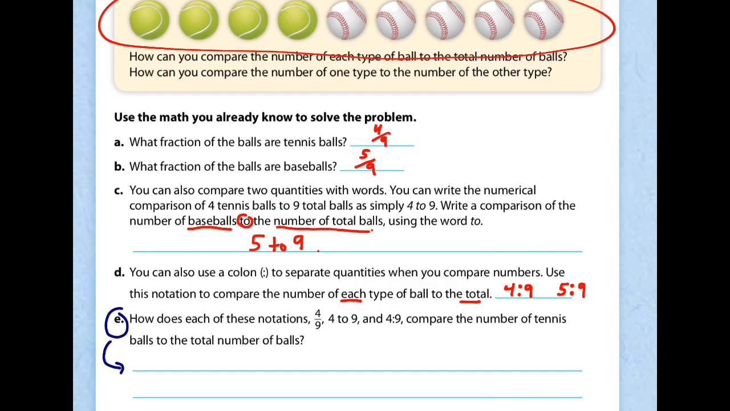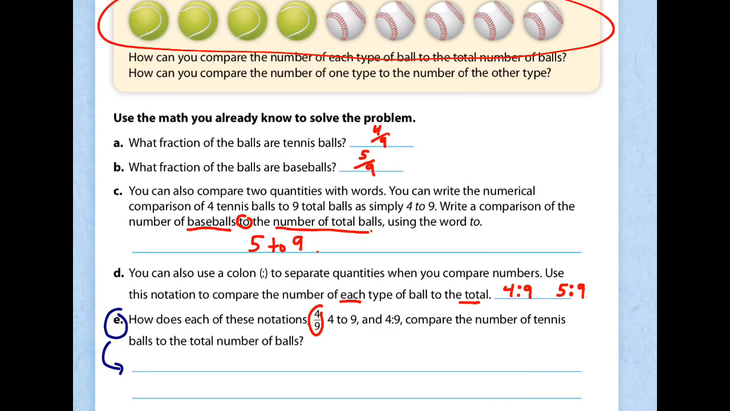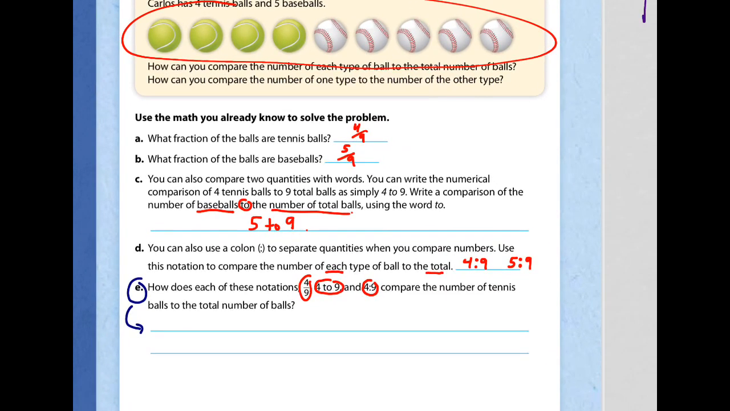All right, and last it says E. How does each of these notations, 4 to 9 where it looks like a fraction, 4 to 9 using the word to, and 4 to 9 using a colon, compare the number of tennis balls to the total number of balls? Remember, your answer does not have to be exactly word for word what I have here. We're just looking for your idea. So don't worry so much if your answer doesn't match up. But here's what you should basically say.